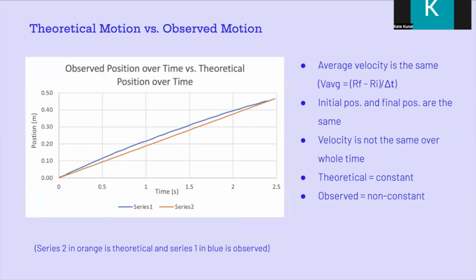And so the theoretical versus the observed motion graph shows that the orange is the theoretical and the blue is the observed. And so it shows that the average velocity is the same because it has the same initial and final position and it's over the same time period. However, the velocity is not the same over the whole time because the blue begins to curve away from the theoretical motion. So this shows that the theoretical motion is constant and the observed motion is slightly non-constant.